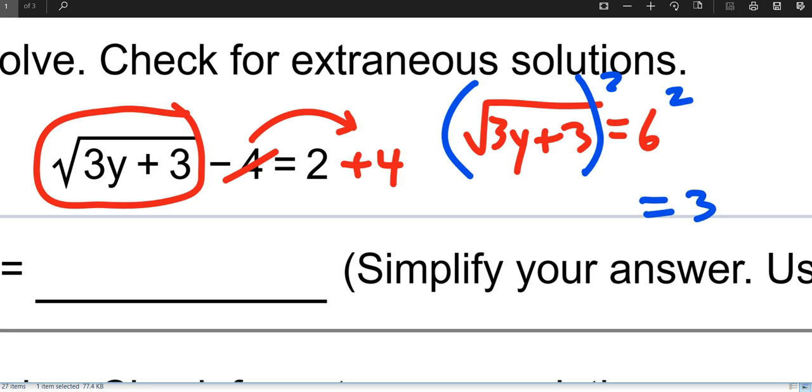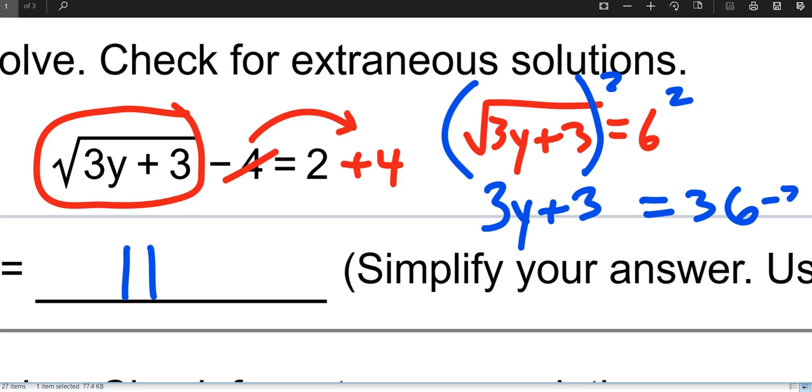Now obviously 36 would be on the right side. What would be on the left side? Nice. Okay. So what's the value of y? I got one vote for 11. It is 11. Good job. If you subtract 3 and divide by 3, you do get 11. That's true. That's easy, right?